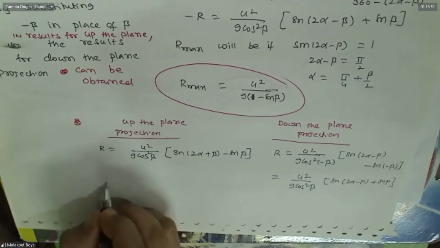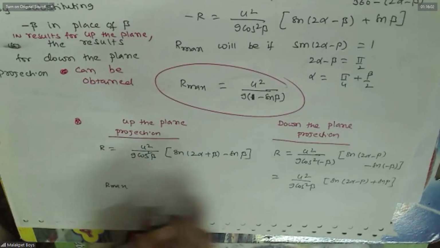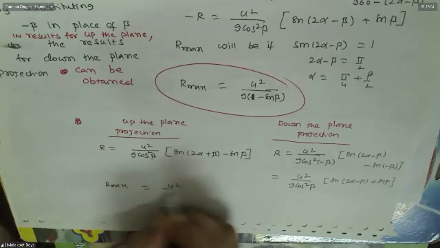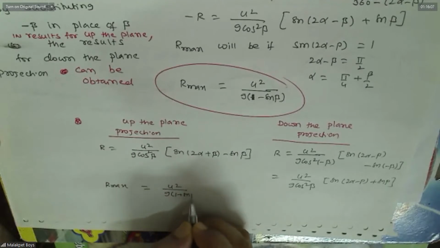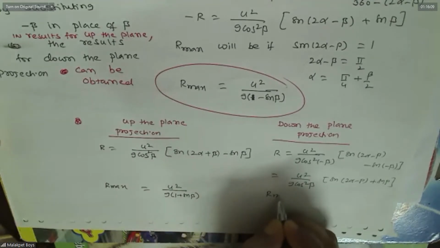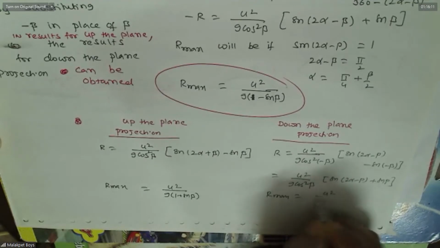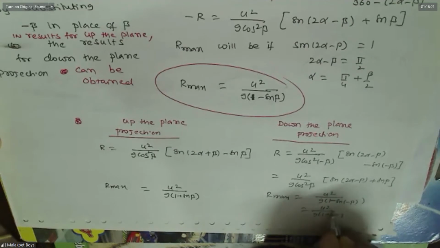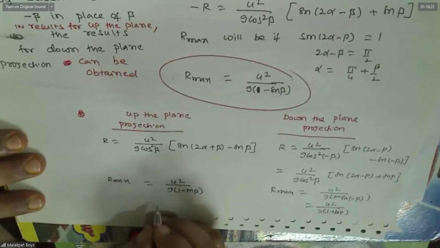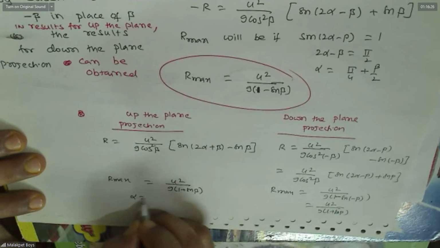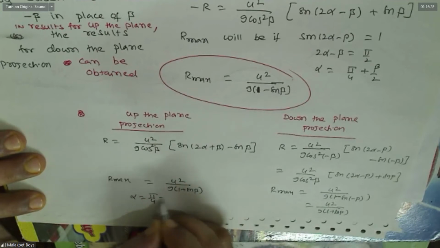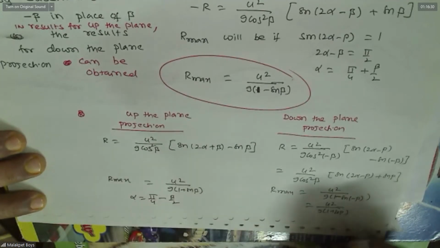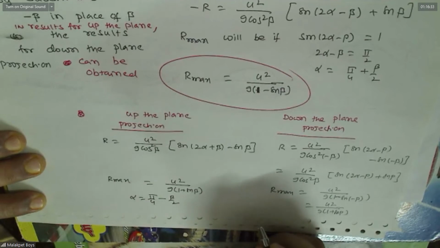Followed. Similarly, here, what is R max for up the plane? U square by g into 1 plus sine beta. And down the plane, R max equals u square by g into 1 minus sine beta. And here you have pi by 4. Alpha is how much for maximum range? Pi by 4 minus beta by 2. For down the plane, 1 minus sine beta we will get.